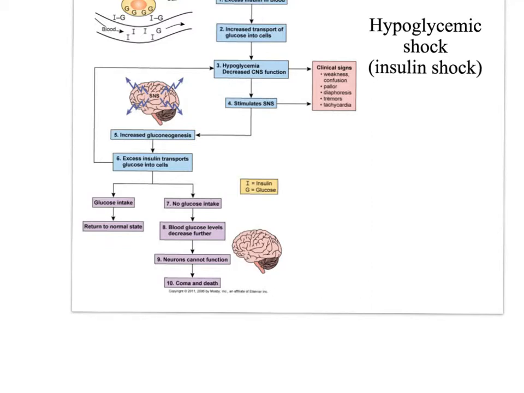If we give them glucose, they can return to a normal state. And then at that point, we want to try to adjust their insulin-glucose ratio to try to prevent this in the future. So at clinical, there was a patient that was in hypoglycemic shock yesterday. So what did that look like?